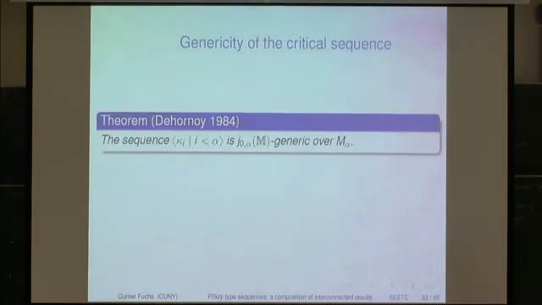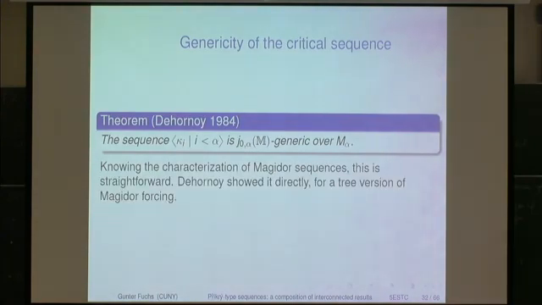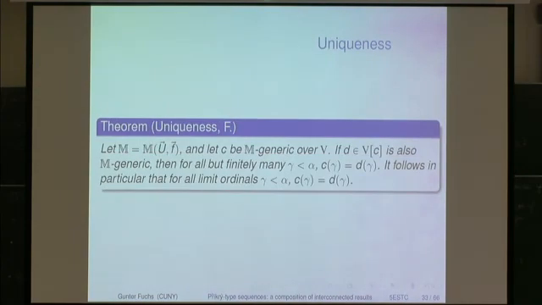And so this sequence is generic over the limit model. So the sequence of critical points is again generic over the limit model, and this was shown by Dehornoy in 1984, and he proved it without knowing the characterization of Prikry genericity. He just showed it directly, but he showed it for a tree version of Magidor forcing. I tried to read his paper and I just didn't understand it. So he has this way of representing arbitrary iterated ultrapowers as single ultrapowers, and it's very hard to understand, to me at least. So I just sat down and proved the characterization theorem and then showed that this sequence satisfies it.